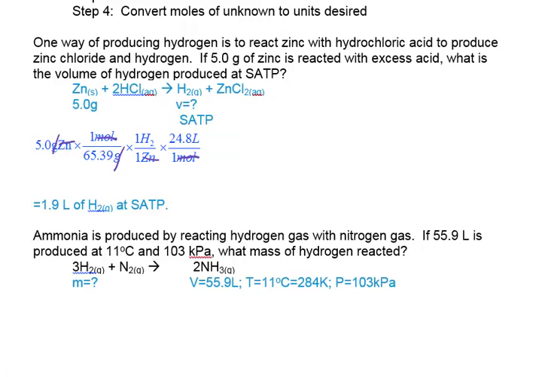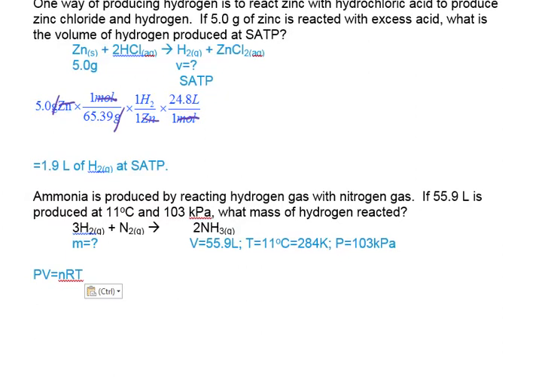So this time dimensional analysis won't work so nicely because we don't have SATP, we don't have STP, so we don't have a nice molar volume of our gas. Instead, what we're going to have to do is use our gas laws. So in this case, if we have volume, temperature, and pressure, and we're looking for moles, we want to use the ideal gas law. PV equals nRT. And we're going to want to rearrange that so that we've got n by itself. So divide by RT, we get n equals PV over RT.